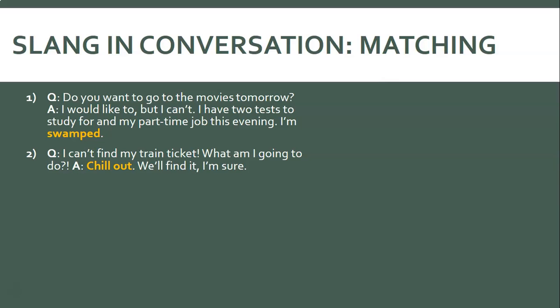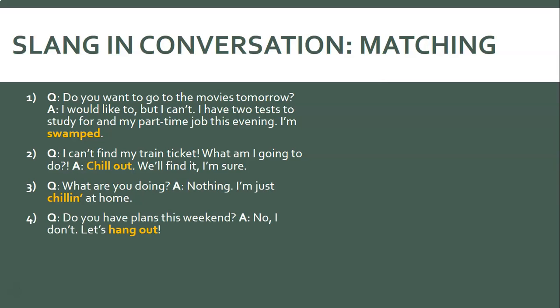Okay, next example. I can't find my train ticket. What am I going to do? Chill out. We'll find it, I'm sure. Next. What are you doing? Nothing. I'm just chilling at home. Number 4. Do you have plans this weekend? No, I don't. Let's hang out. And number 5. What kind of wheels do you have? I just bought a black Honda. Okay, so we have the 5 slang words: swamped, chill out, chillin', hang out, and wheels.